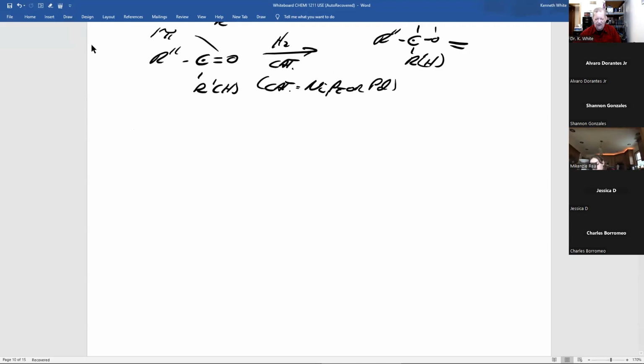Oh, let's do another one. This one, I can do synthesis. What do I react with nickel and hydrogen gas, H2, to make that molecule?